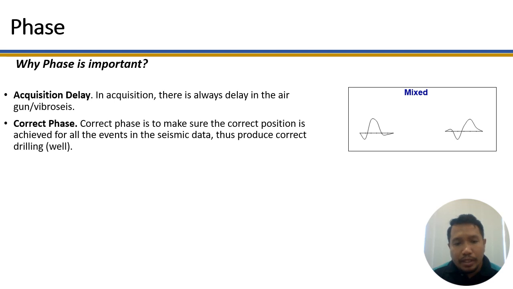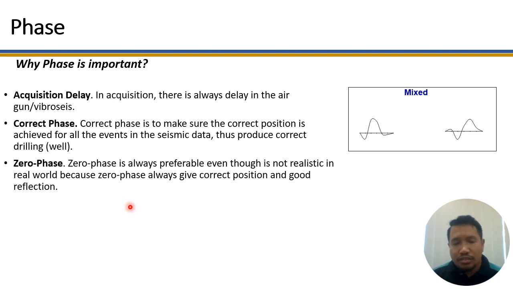Number two is the correct phase. Correct phase in seismic data means that the seismic events are positioned accurately in time and space or distance. This is important for a number of reasons, including, number one, accurately locating the seismic event or the seismic source, and number two, producing high resolution images of the subsurface.